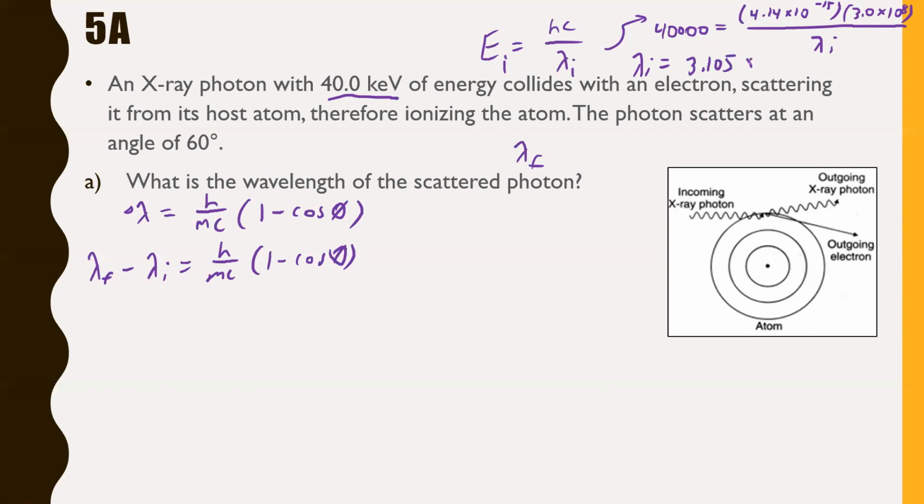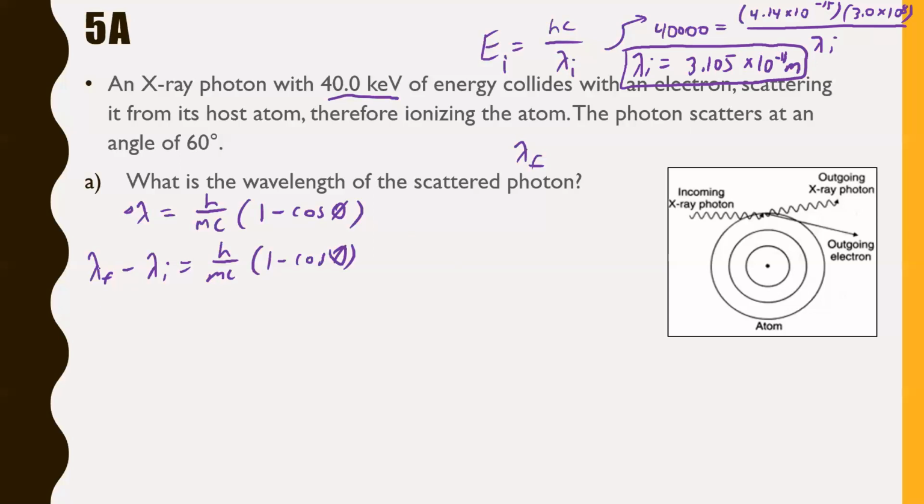Lambda i is therefore equal to 3.105 times 10 to the negative 11 meters. I'm going to put a box around this because this is going to be really important, not only for this question, but for the next question as well. So I'm going to put a box up so it's right up there and we know where it is. So we now know lambda i.